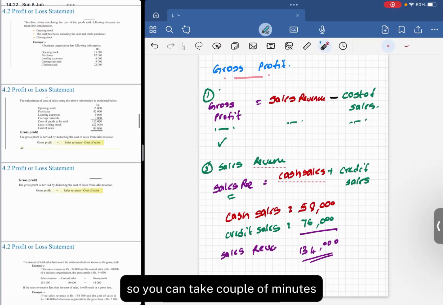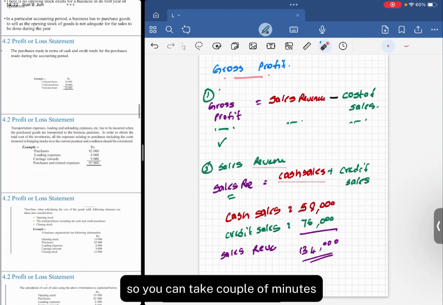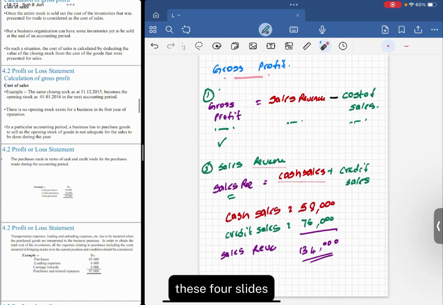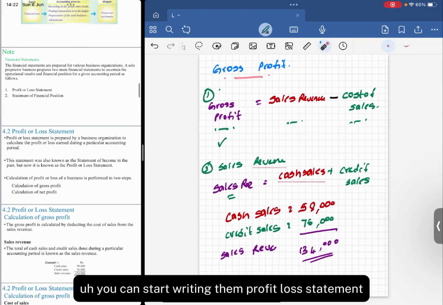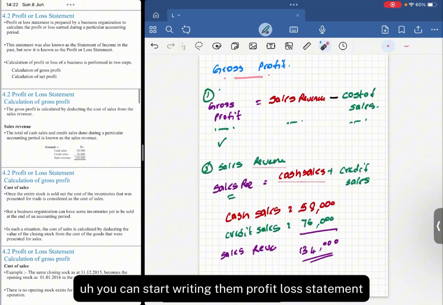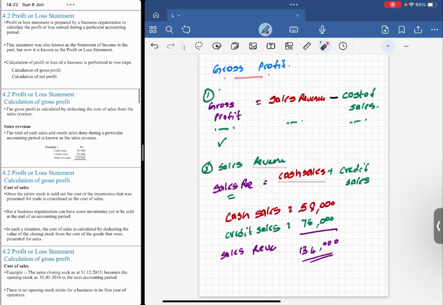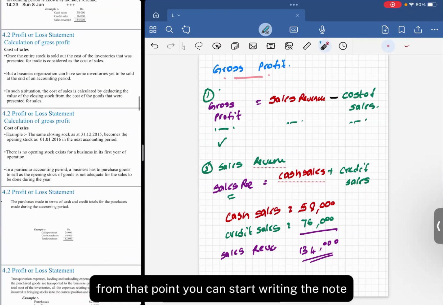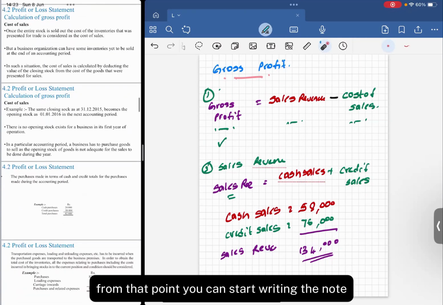So you can take a couple of minutes and start writing the note. These 4 slides, you can start writing them. The profit or loss statement, from the cost of sales point, from that point you can start writing the note.